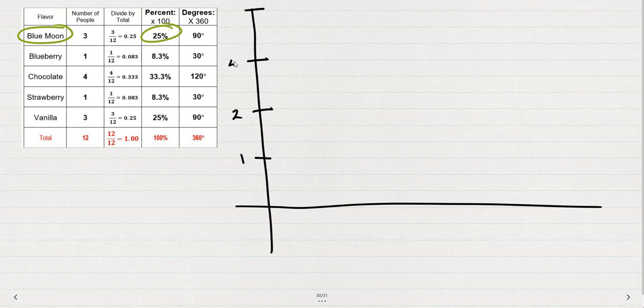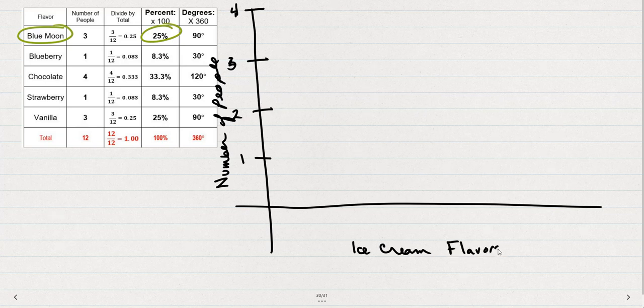On the left, what I've got is the number of people, so I'm going to label that. I had everywhere from 1 to 4 people that selected each type of ice cream. And on the bottom, I could label this ice cream flavors. And this is reminding me that on my circle graph, I forgot a really important part, the title. I'm going to be sure to remember that.